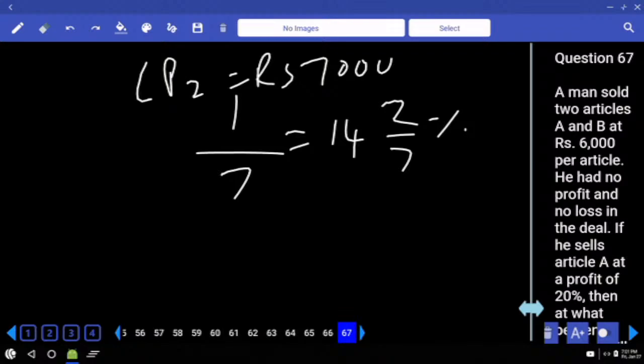See, 6000, he has sold 2 items. One item is sold at a profit of 20%. That means the cost price was 5000. The other cost price is 7000. But unfortunately, due to some reason, he sold at 6000. The loss is 1/7, that's it. Loss is taken on cost price. So 14 2/7% is the right answer.